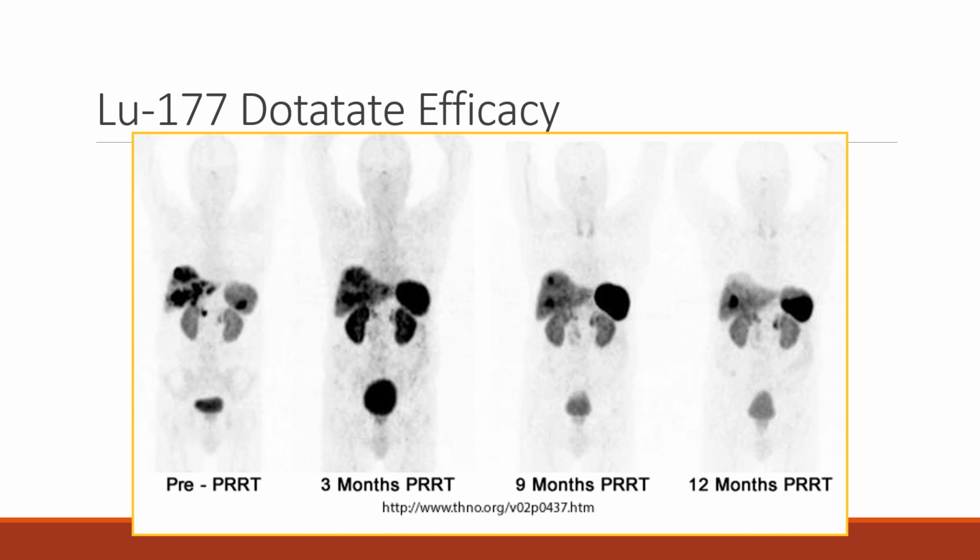So this is done to look at the dotatate efficacy, pre-therapy, 3 months, 9 months, and 12 months follow-ups. And this is either done with the gallium or the copper. That's it for neuroendocrine tumors. That's the theranostic agents for that.